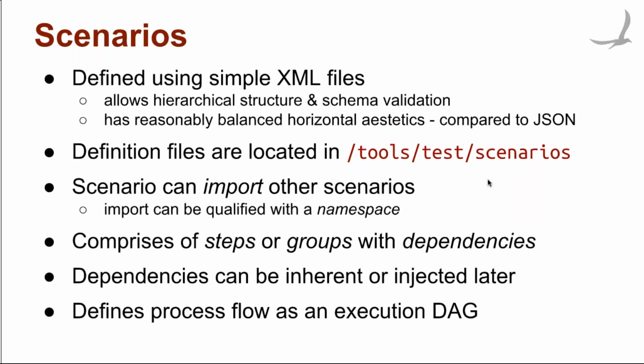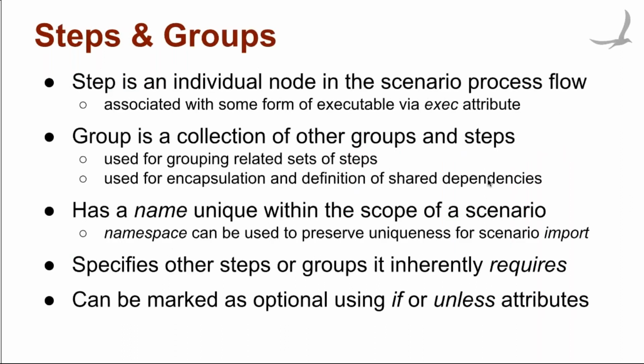The next one. So the step is an individual node. It's associated with some sort of executable. A group is a collection of other groups and steps. It's used to provide encapsulation and grouping. Now, a group is a form of a step, effectively. It's an inheritance thing. So both groups and steps have to have a name that must be unique within the scope of the overall scenario.